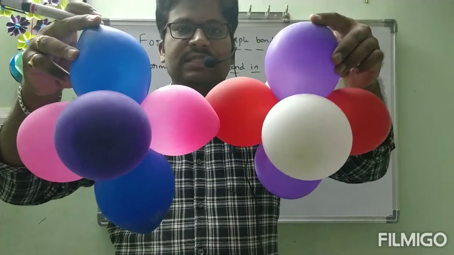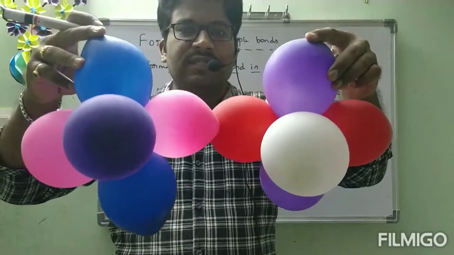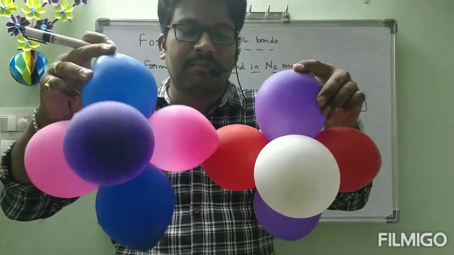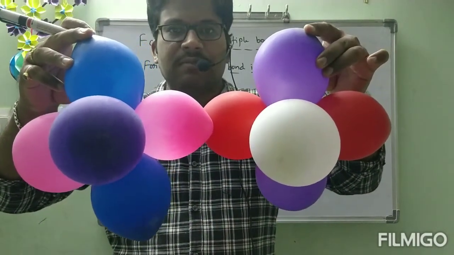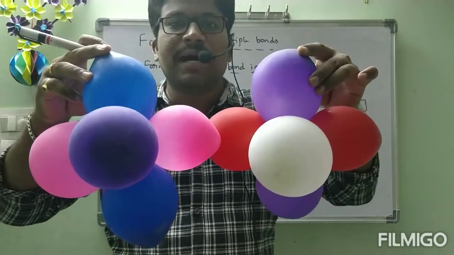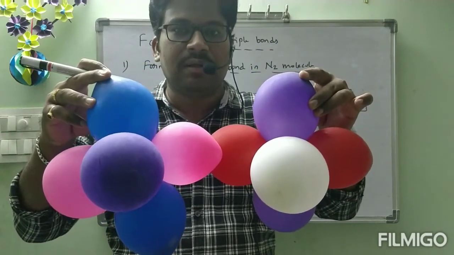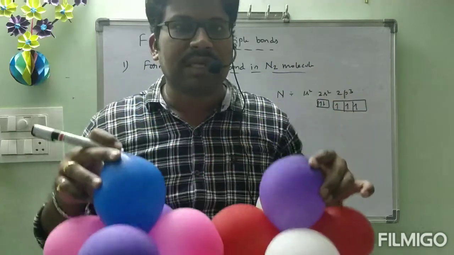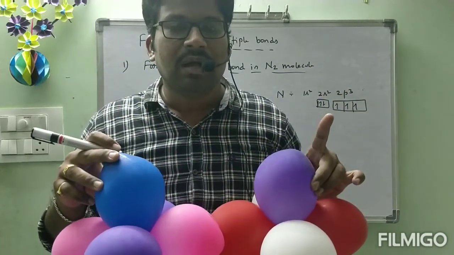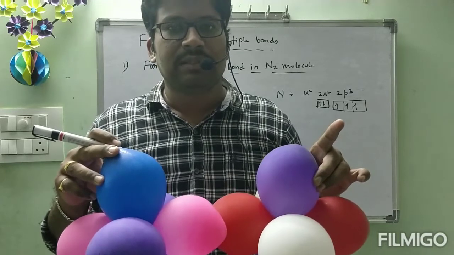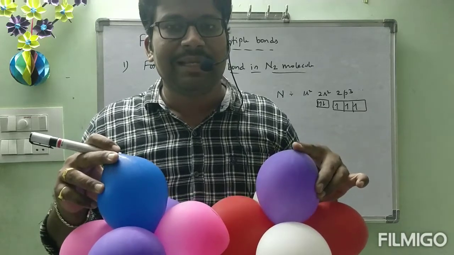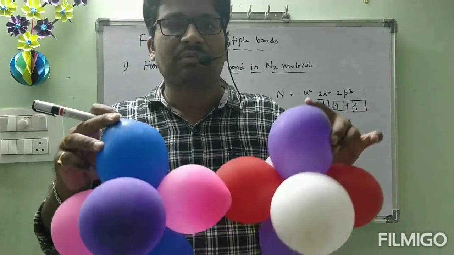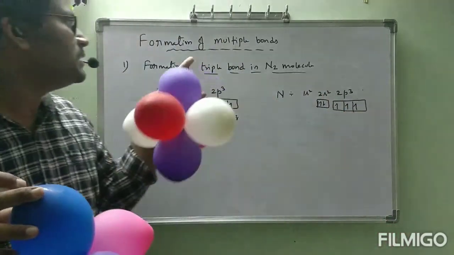Okay, this is the first nitrogen atom, this is the second nitrogen atom. The bond which is formed by complete overlapping is called a sigma bond. The bond which is formed by partial overlapping is called a pi bond. In this molecule, how many sigma bonds are there? One sigma bond. How many pi bonds are there? Two pi bonds. So totally, how many covalent bonds are present between N and N? That is called a triple bond. So, formation of triple bond in N2 molecule. That is the heading.